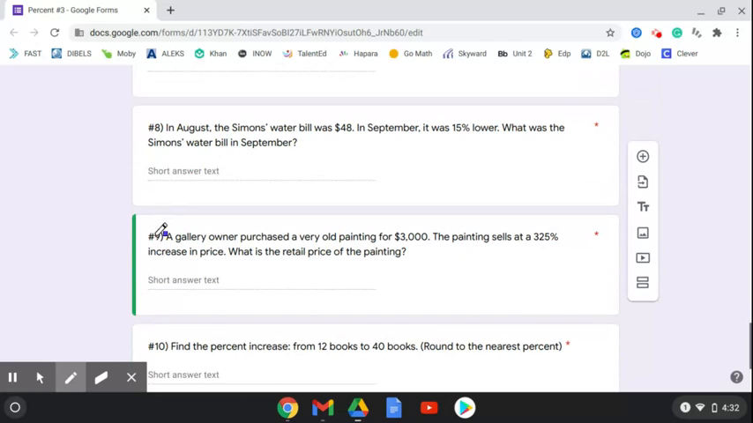In August, the Simmons water bill was $48. In September, it was 15% lower. What was the Simmons water bill in September? Okay, so if they're paying $48 in August, that is 100%, right? They're paying all the bill, 100% of it. But the next month in September, it's 15% lower. So what's 100% minus 15%? Well, that would be 85%, right? So they're paying 85% of the original, which was 48.